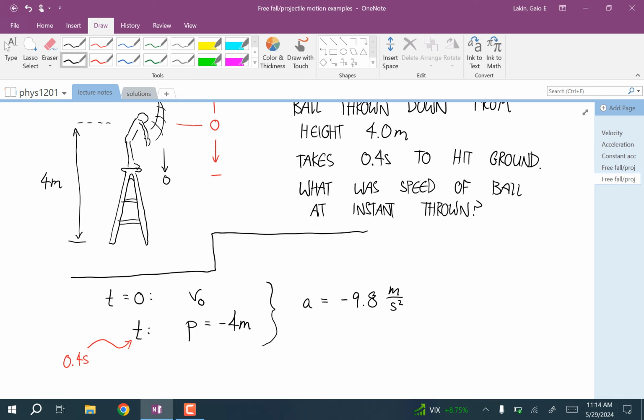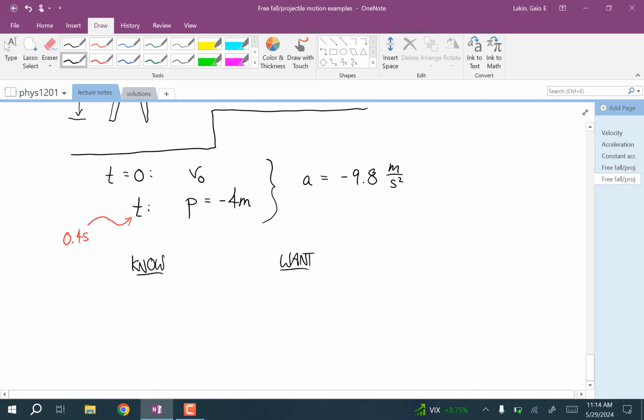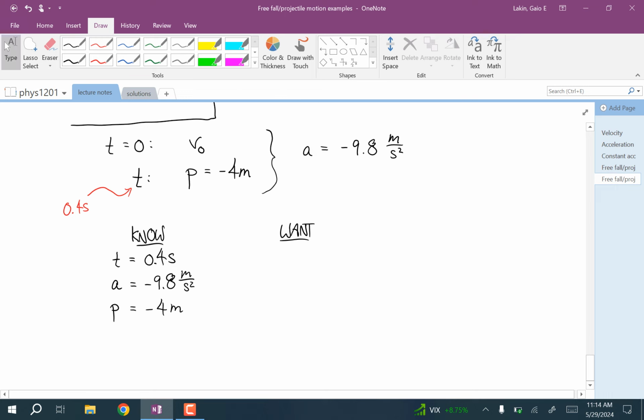All right, so let's think about the information we're given and what we're trying to find. We know that the stopwatch says 0.4 seconds. We know that the acceleration is negative 9.8 meters per second squared. We know that the position is negative 4 meters. And we're trying to find v sub 0.